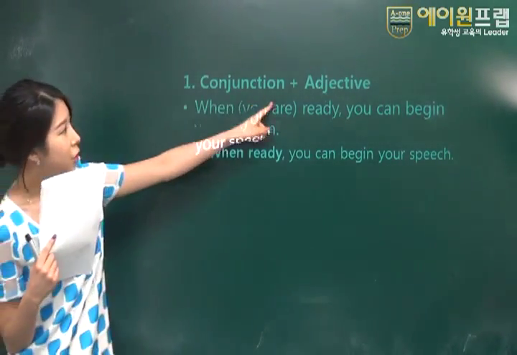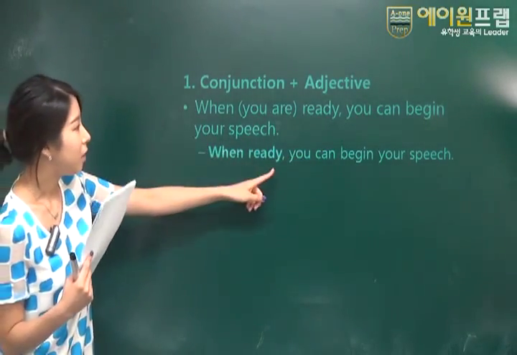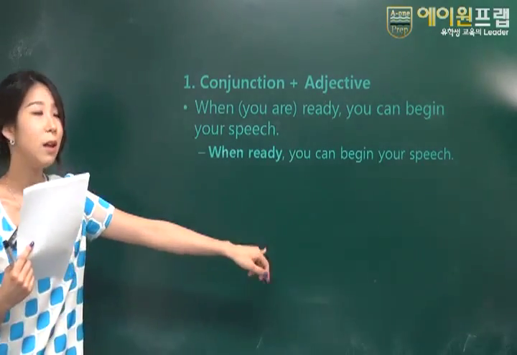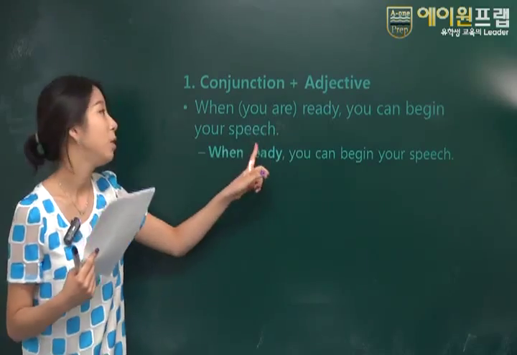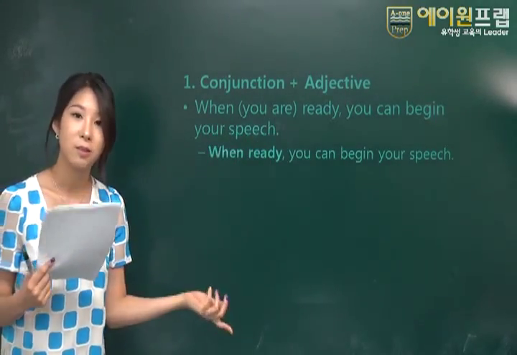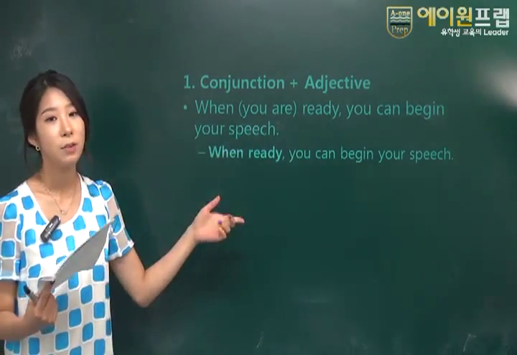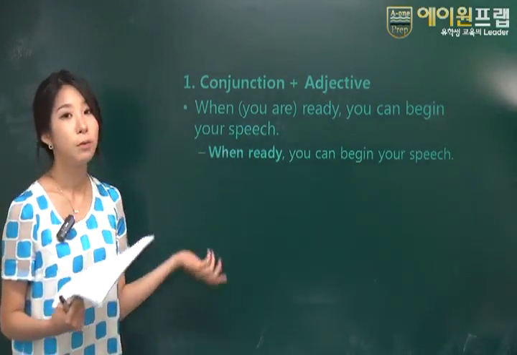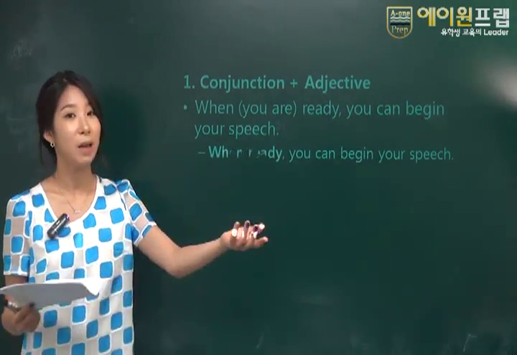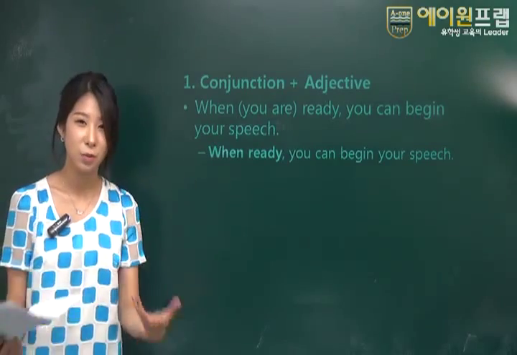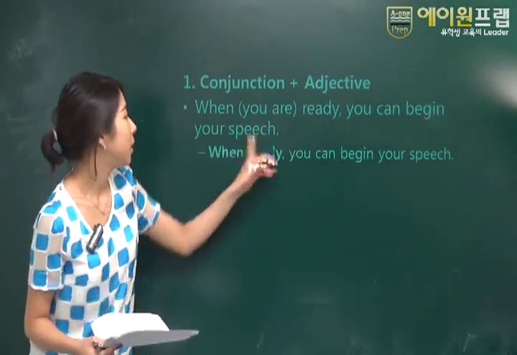So when conjunction meets adjective in the sentence: when you are ready, you can begin your speech, right? And why is "you are" in brackets? Because we can omit it. We know that the person of interest in this sentence is you. When you are ready, you can begin your speech. It's obviously going to be "when you are ready." It's not going to be like "when he is ready, you can begin her speech." It's not going to be like that. It's all about you.